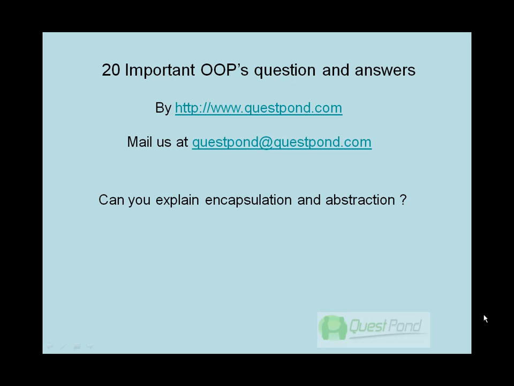Now both of these properties of object-oriented programming look very similar, because at one point we are saying hide complexity, at the other point we are saying that you only show what is necessary. So both of them look probably very similar. So in this video we will try to see how we can implement encapsulation and how we can implement abstraction, and then we will try to see the differences between both of them.